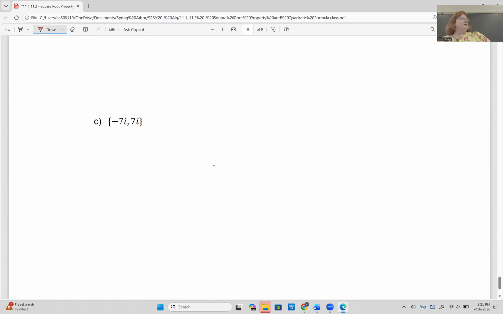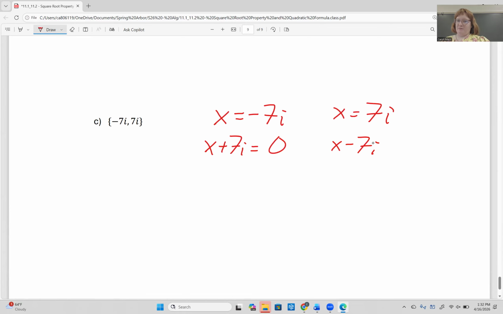So looking at another example, x equals -7i and 7i means I got to the end of this problem and saw x equals -7i and x equals 7i. If I set those equal to 0 instead, what would those look like? If I got them to say something equals 0. Yeah, just add them and subtract them. X plus 7i equals 0, and x minus 7i equals 0. These are my two factors. X plus 7i times x minus 7i.